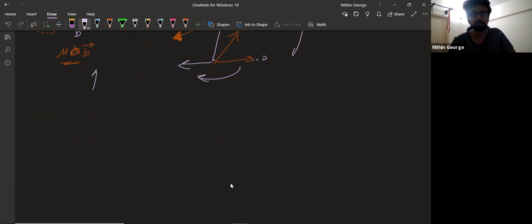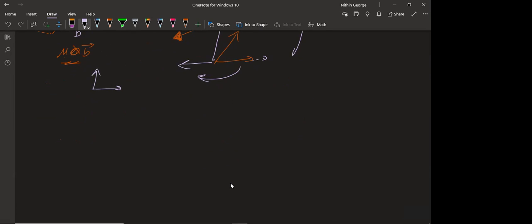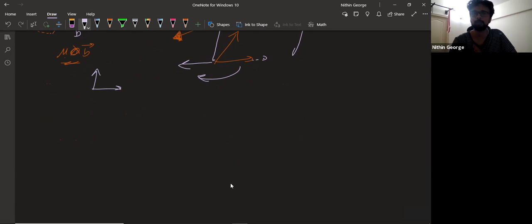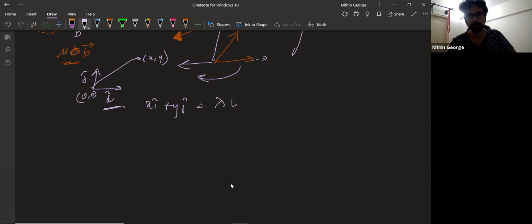Remember, we use two vectors to form any point in space. On the xy plane, I will use this as the i cap direction and this as the j cap direction. This is x. Any point x comma y can be represented this way. Any vector from 0 comma 0 to this point is x i cap plus y j cap, which can be represented as lambda into i cap plus mu into j cap, where lambda is equal to x and mu is equal to y.